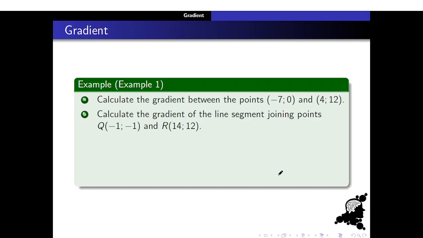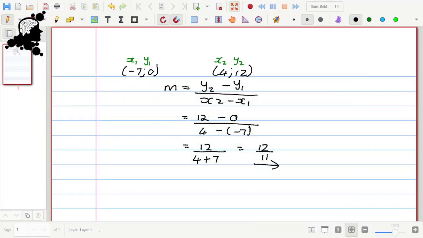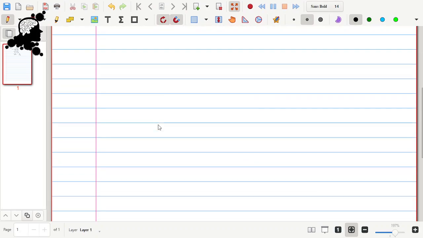So, in our next question, we're calculating the gradient of the line segment joining points Q with the coordinates (-1; 1) and R with the coordinates (14; 12). So let's have a look at how we would do that. Similar to what we did in the previous question, let's first write down our coordinates. So for Q, our coordinates are (-1; 1). Sorry, (-1; -1). And then for R, our coordinates are (14; 12).